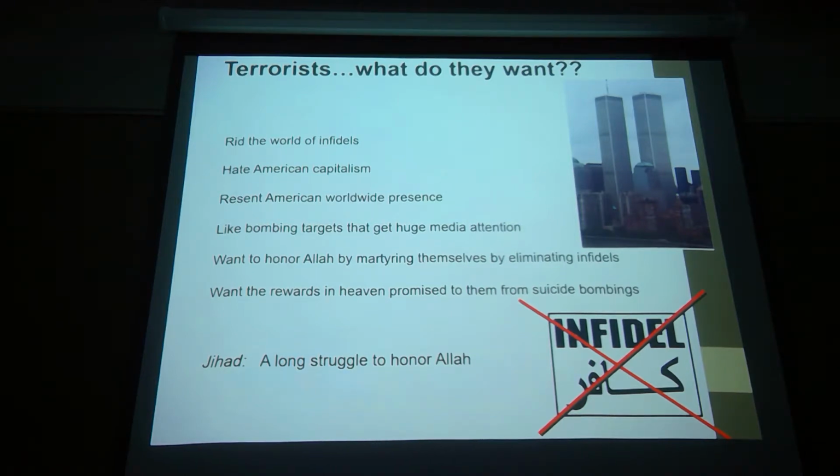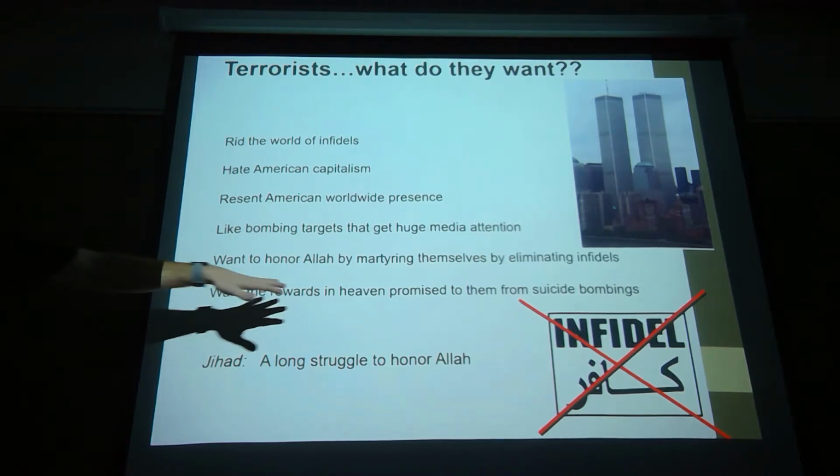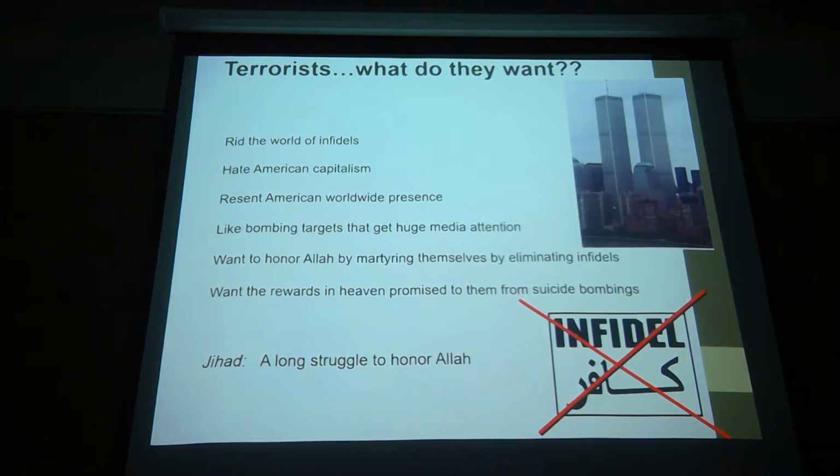So those lone wolves are the idea of, we're going to do this in everyday America or everyday Europe. The guys that are getting on in trucks and running people over. They're not ISIS cells. They're people who like what they read about ISIS and think they're doing ISIS's job. Okay, or they're supporting it. They want to honor Allah by martyring themselves, by eliminating infidels. We talked about that. And they want the rewards promised from their suicide bombings.